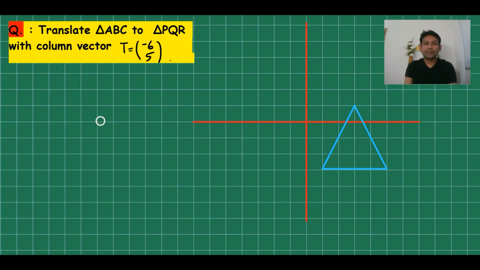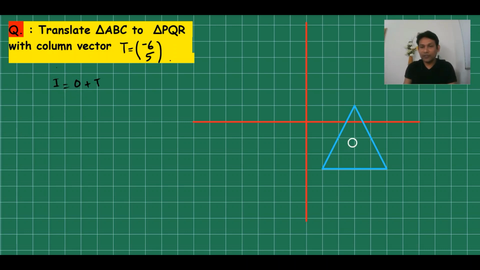So I am using one example here, a triangle: translate triangle ABC to triangle PQR with column vector T, minus 6 and 5. We have two methods to discuss, the graphical method and the mathematical method using an equation. The equation to get the image is: image equals object plus translation. The translation is given as minus 6 and 5, and the object is a position vector.